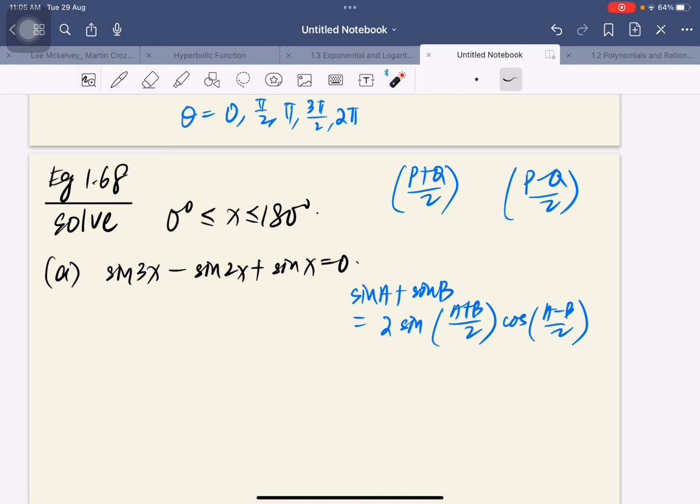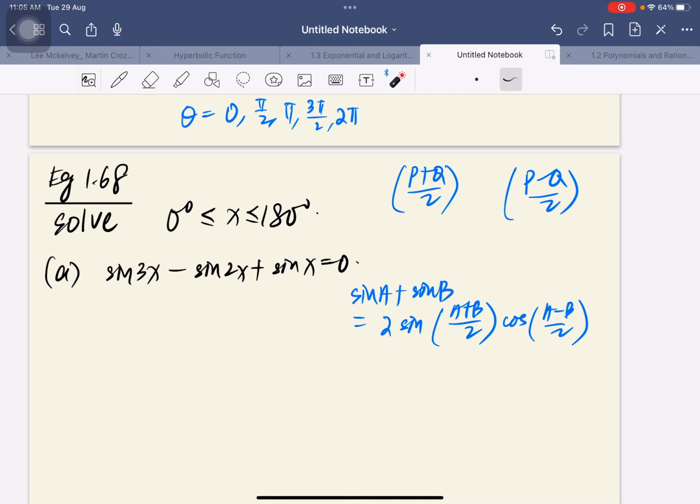But instead, if you choose this and this as a pair, 3x plus x over 2 will give us 4x over 2, which is 2x. 3x minus x over 2 will give us 2x over 2, which is x. See, everything is in terms of x and 2x. It's not x over 2, or 3x over 2. That is very hard for us to solve because of the angle, and hard to simplify in the end.